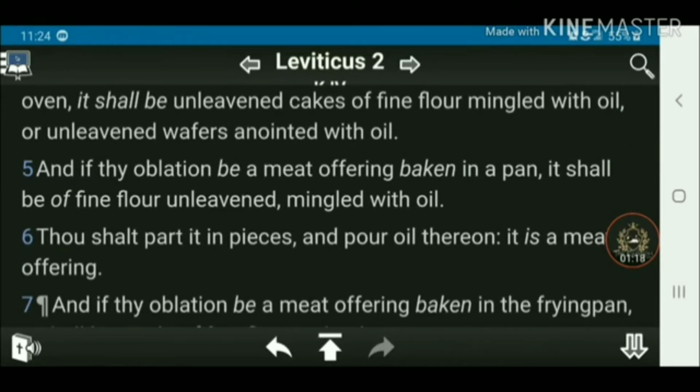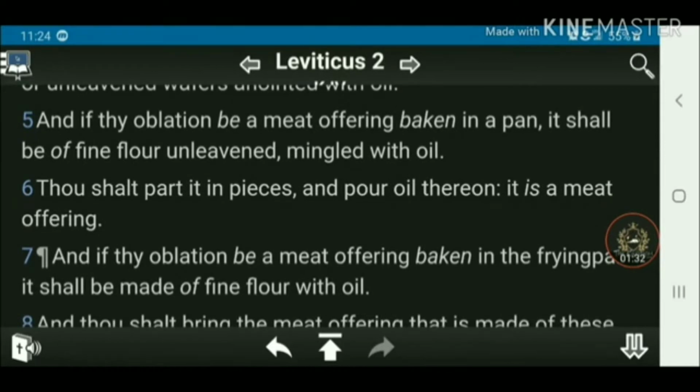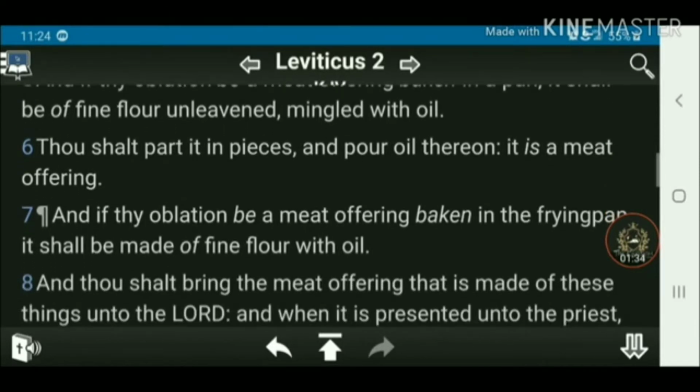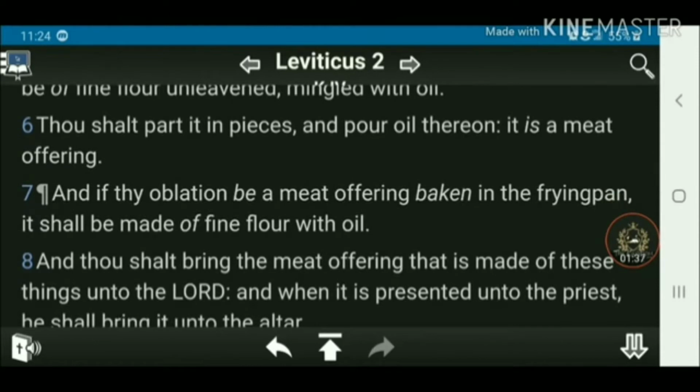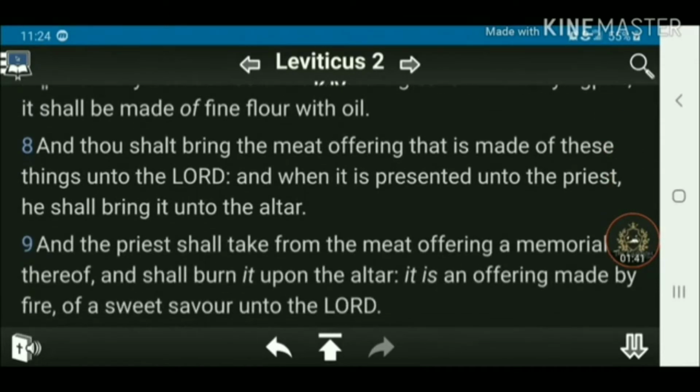And if thy oblation be a meat offering baken in a pan, it shall be of fine flour unleavened, mingled with oil. Thou shalt part it in pieces and pour oil thereon. It is a meat offering. And if thy oblation be a meat offering baken with the frying pan, it shall be made of fine flour with oil. And thou shalt bring the meat offering that is made of these things to the Most High.